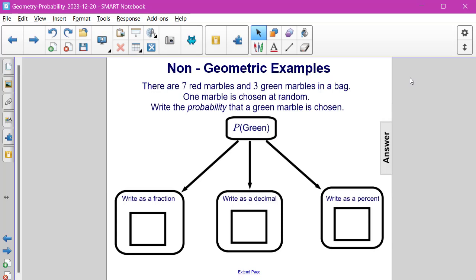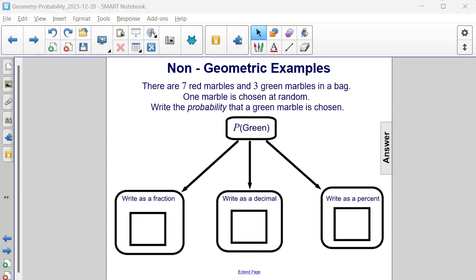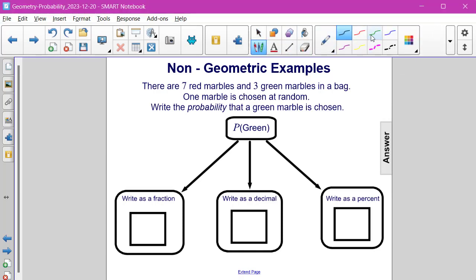There are 7 red marbles and 3 green marbles in a bag. 1 marble is chosen at random. Write the probability that a green marble is chosen. Since there are 3 green marbles in the bag, our numerator in our fractional answer will be 3, and the denominator will end up being the total number of marbles. If there are 7 red and 3 green ones, then there is a total of 10. So our answer as a fraction is 3/10.